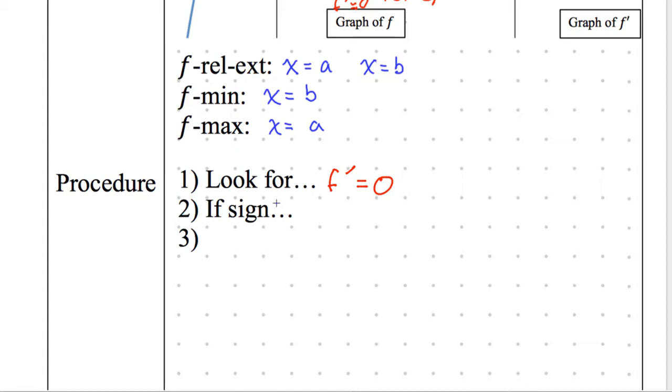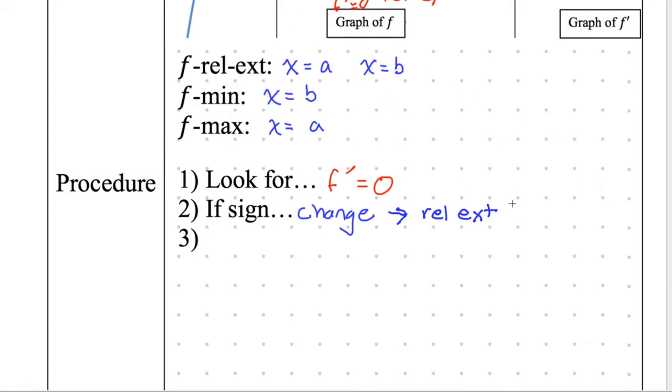So if the sign changes, that implies that it's a relative extremum. What do you mean by change? So if the sign changes from a positive to a negative, so the sign is the positive or negative of it, and if that positive switches to a negative, or the negative switches to a positive, the sign has changed, then it means it's a relative extremum.